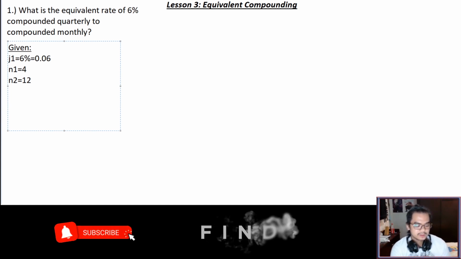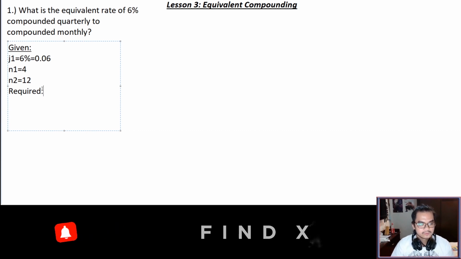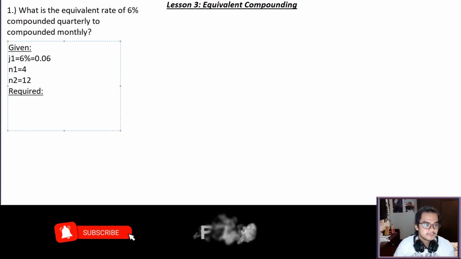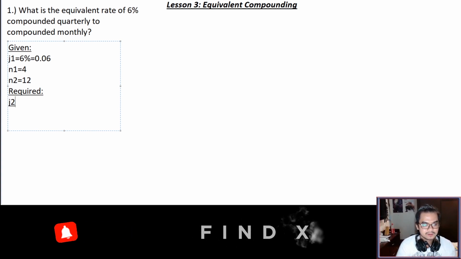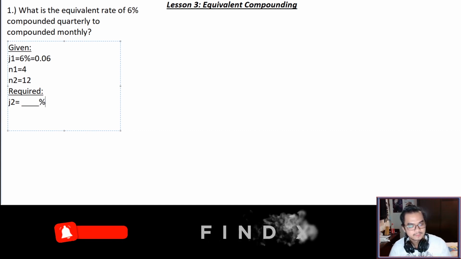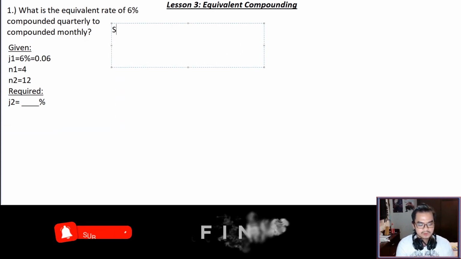Now we already have all the givens. What is the required? We are required to find the equivalent rate of 6%, therefore we are required to find j2. This must be in percent. Now for the solution.